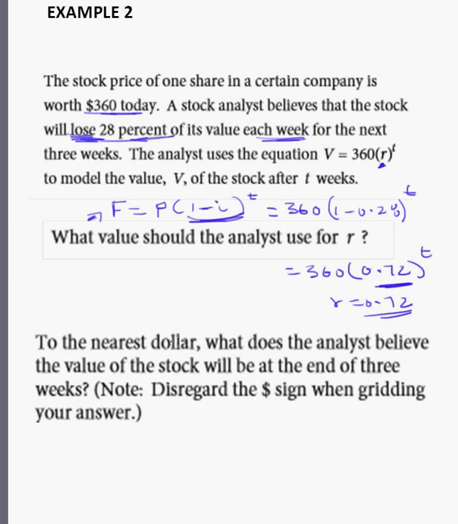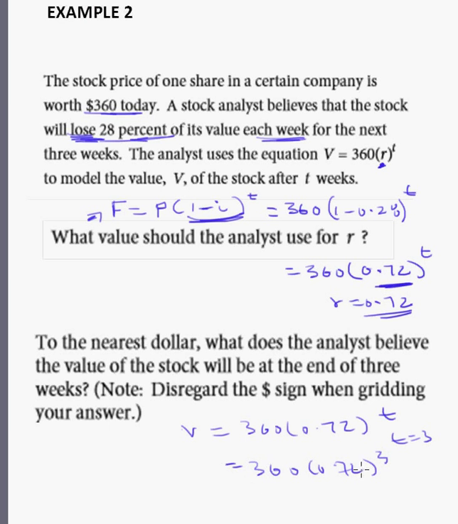Now let's go back to the second part of the problem. We said to the nearest dollar. What does the analyst believe the value of the stock will be at the end of 3 weeks? Well, in essence, we know that our V is equal to 360 times 0.72 to the power T. At the end of 3 weeks means T is equal to 3, and therefore this becomes 360 times 0.72 to the power 3. That is how you do it.